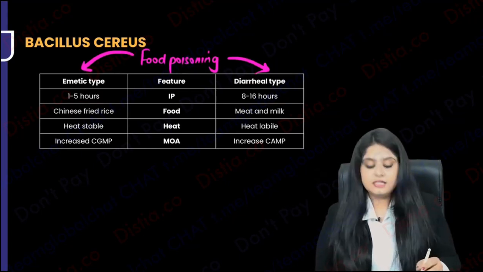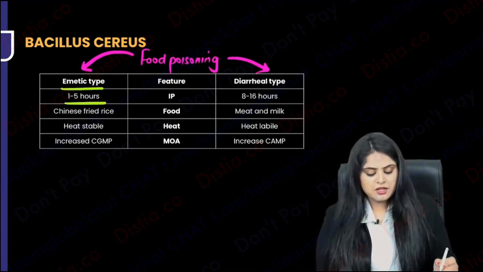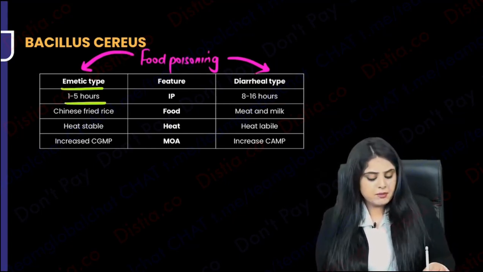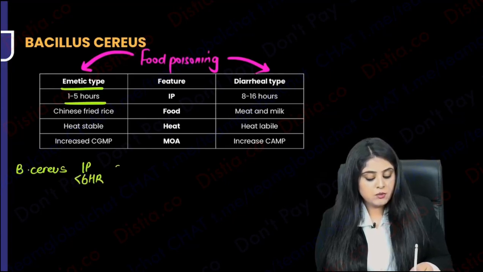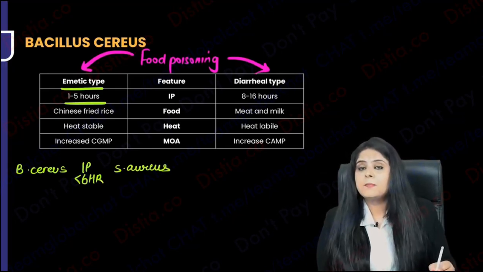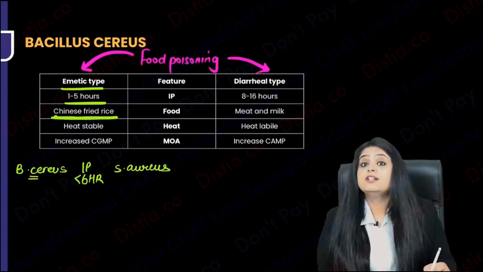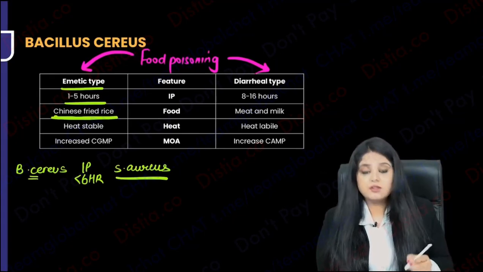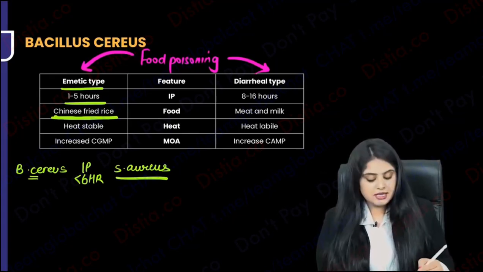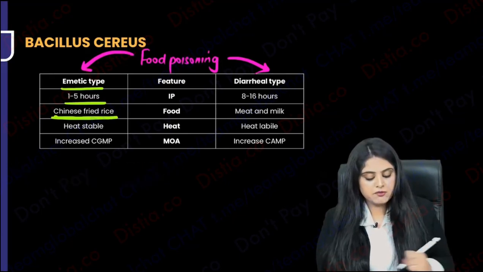Then we had also studied which one is the less than 6 hours type. If you remember, Bacillus cereus, which has an incubation period of less than 6 hours, was very commonly confused with Staphylococcus aureus, if you remember. But the difference was that Bacillus cereus was because of the consumption of Chinese fried rice, and Staph aureus was milk and poultry. Remember, milk and meat. So I hope you all remember that from your first chapter.